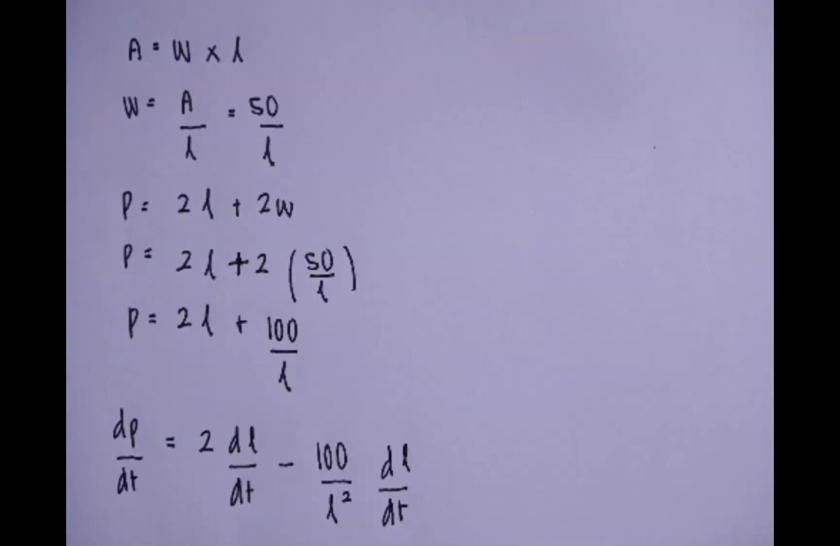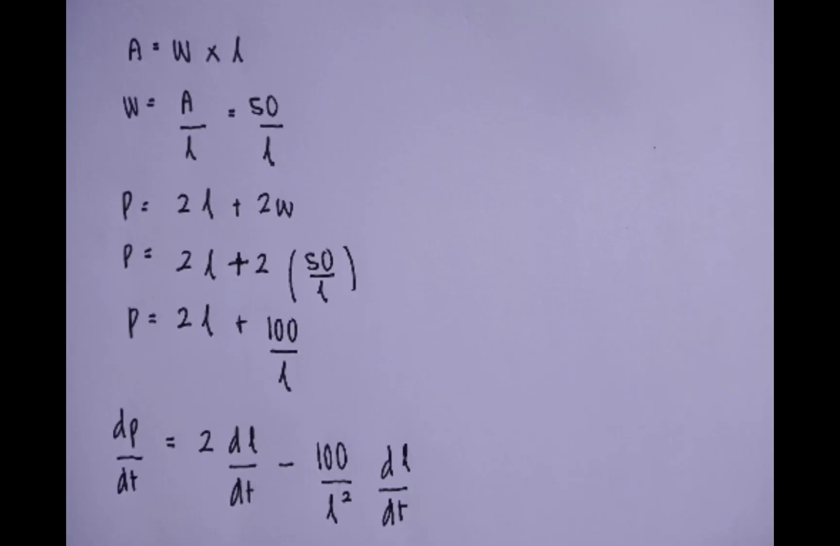The first step is we need to express W in terms of L using the area equation. Here, width equals area over length, so 50 over L. Next, we need to write the perimeter equation in terms of L. Here I write P equals 2L plus 2W. We solve it and we get P equals 2L plus 100 over L.